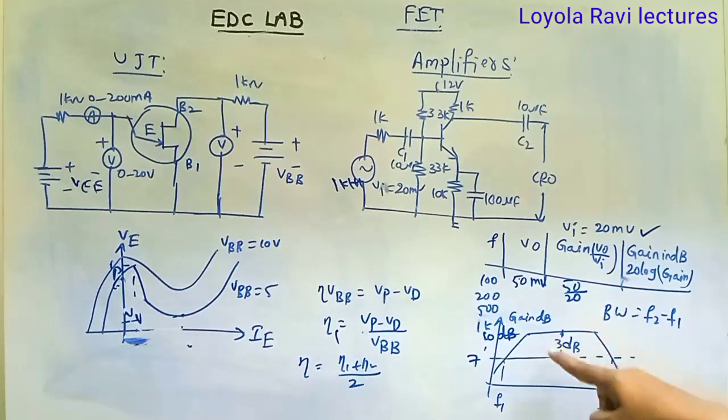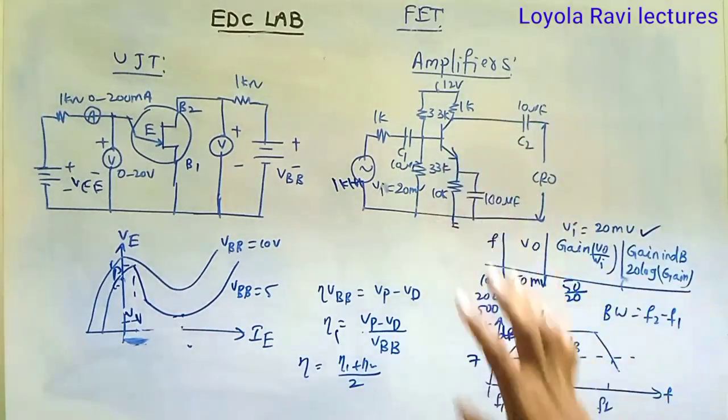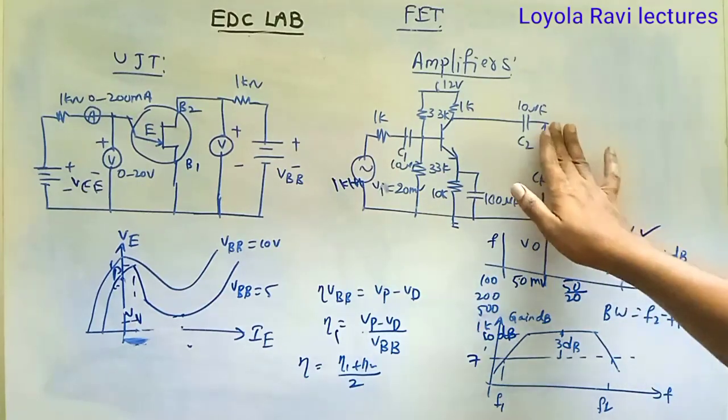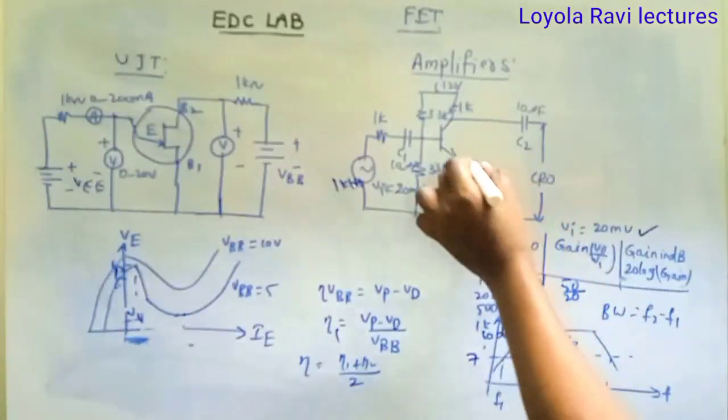This line will touch the curve at 2 points, that is F2 and F1. If you take F2 minus F1, that is the bandwidth. For any amplifier, you can find the bandwidth. That should be high. That is the best amplifier. This is CE amplifier. If you want to find emitter follower or CC amplifier, you can take output across emitter.